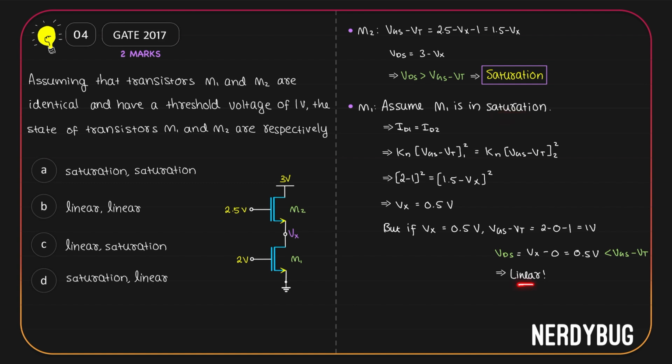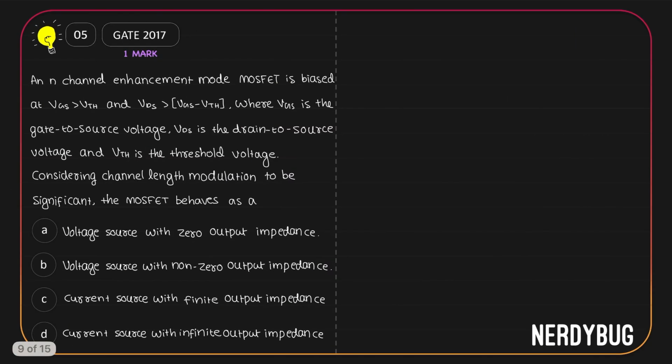but we assumed it is in saturation region. Our conclusion is different. That means there is a contradiction and our assumption is wrong. The assumption was that M1 is in saturation. If that is wrong, then the other option is M1 is in linear region. So M1 is in linear region, M2 is in saturation region. Option C is correct. Let us see the next problem.